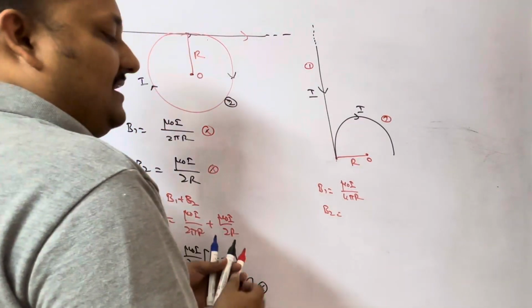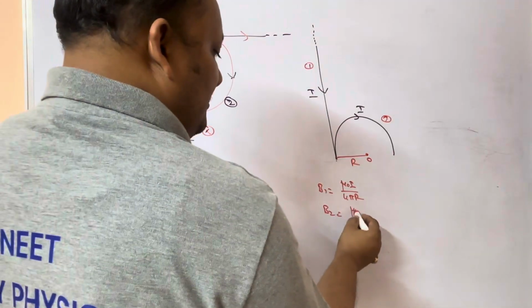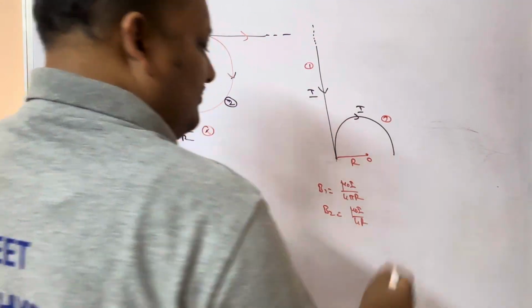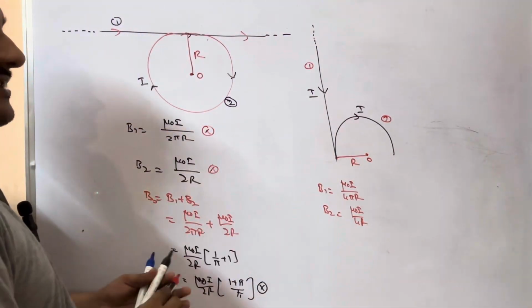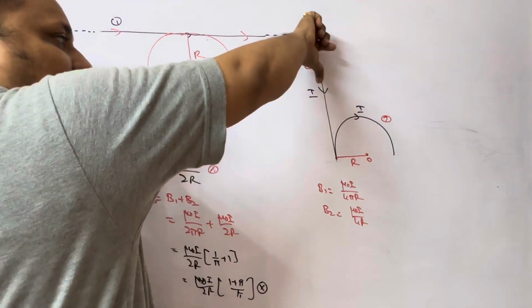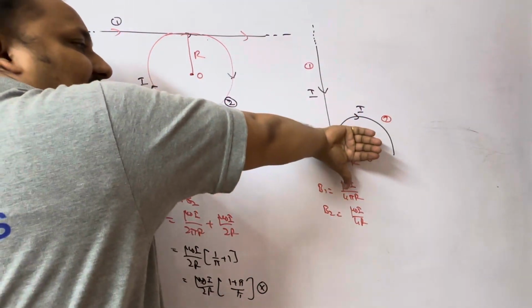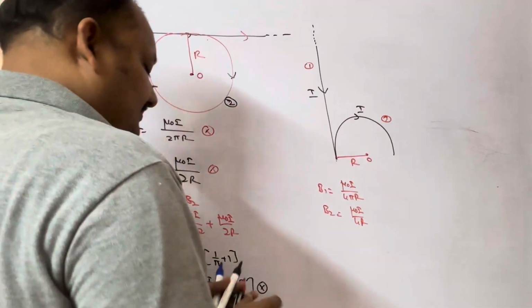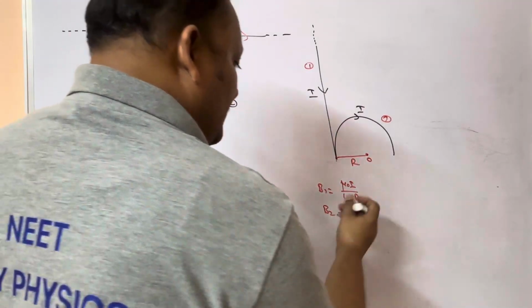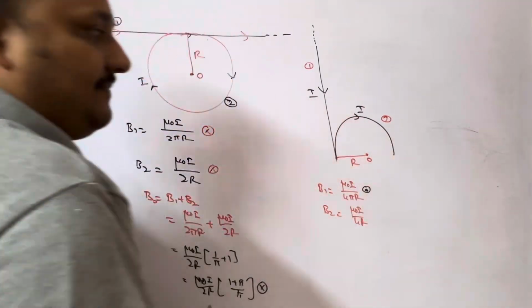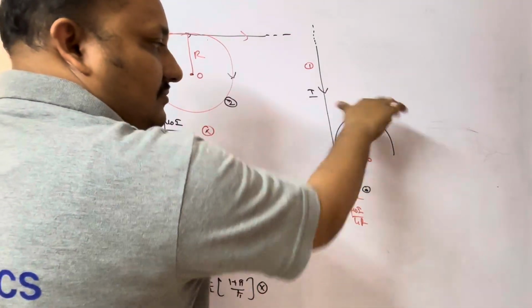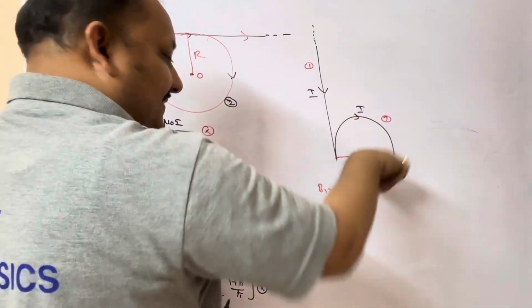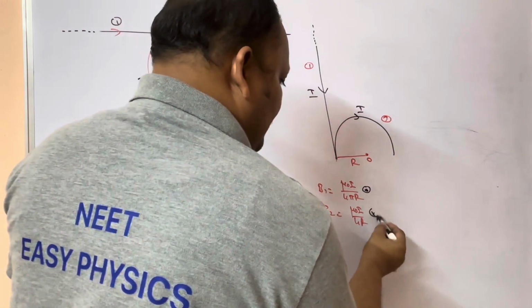What is B2? Semicircular arc. Semicircular arc means mu naught I by 4r. Now see the directions. For straight wire, thumb represents current. So magnetic field is outside here. Therefore, this is going to be outside. So for curve, current is going to be like this, magnetic field is inside.